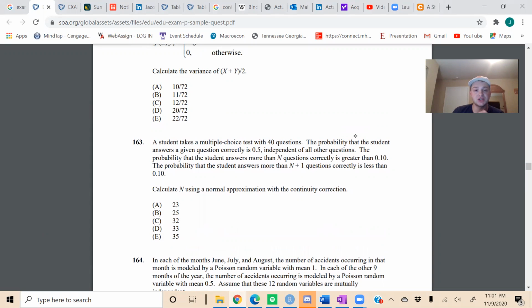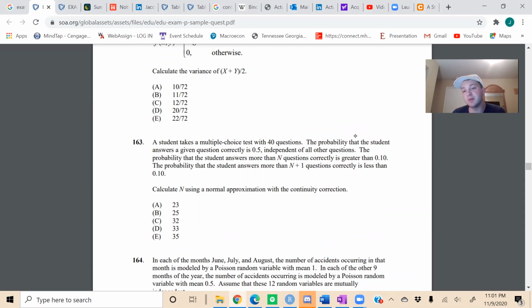This question says, a student takes a multiple choice test with 40 questions. The probability that the student answers a given question correctly is 0.5, independent of all other questions. The probability that the student answers more than n questions correctly is greater than 0.10, and the probability that the student answers more than n plus 1 questions correctly is less than 0.1. Calculate n using a normal approximation with the continuity correction.